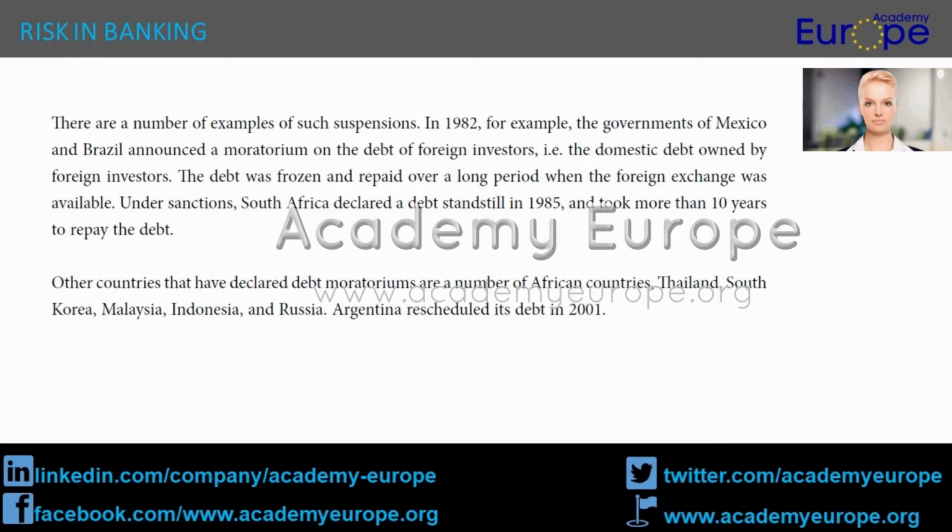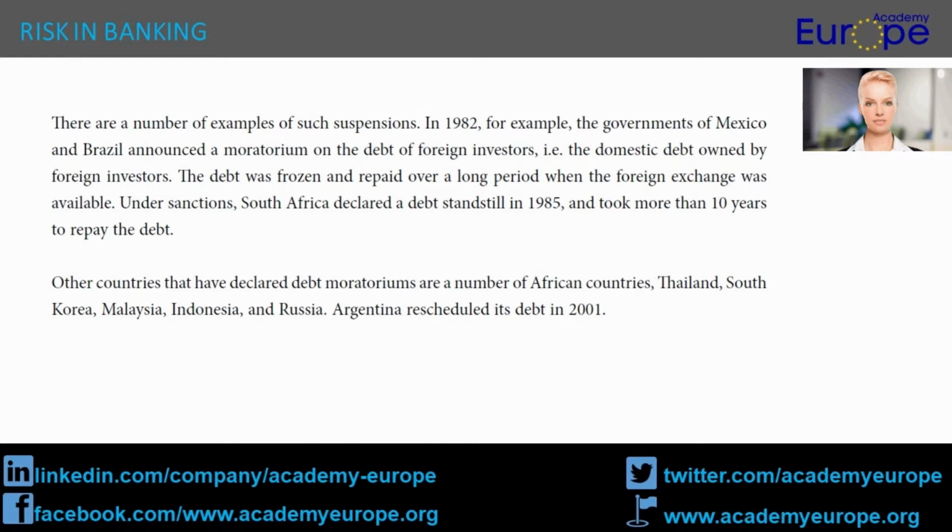In 1982, for example, the governments of Mexico and Brazil announced a moratorium on the debt of foreign investors, i.e. the domestic debt owned by foreign investors. The debt was frozen and repaid over a long period when the foreign exchange was available. Under sanctions, South Africa declared a debt standstill in 1985, and took more than 10 years to repay the debt. Other countries that have declared debt moratoriums are a number of African countries, Thailand, South Korea, Malaysia, Indonesia, and Russia. Argentina rescheduled its debt in 2001.